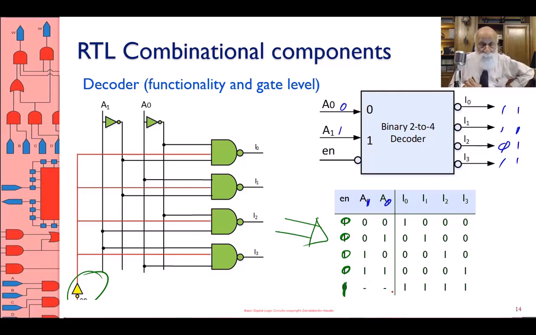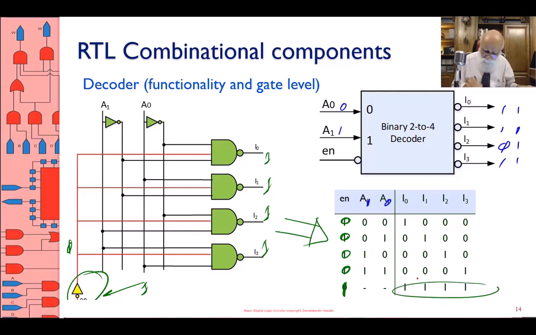A1, A0, no matter what they are. If enable is 1, there is a 1 here, there is a 0 here, and a 0 on the AND gate inputs makes all of these NAND gates 1s, and therefore if I have a 1 on enable, all my outputs are going to be inactive. And if my enable is 0, only then you're going to be looking at A1, A0. With 0, 0, this is going to be active.